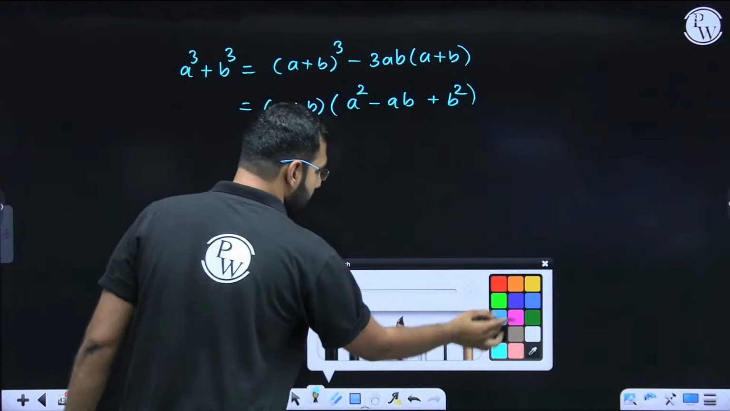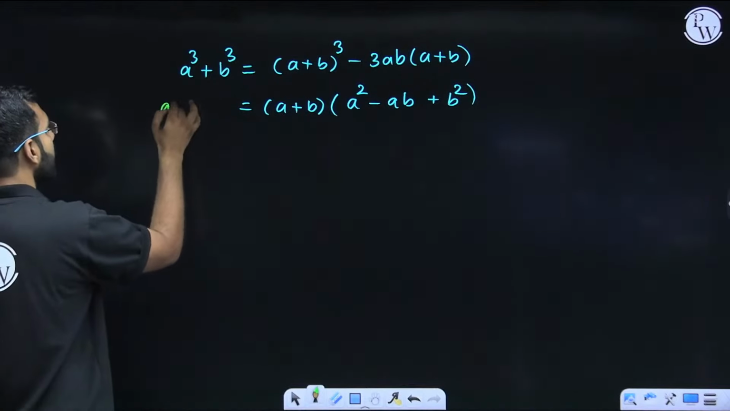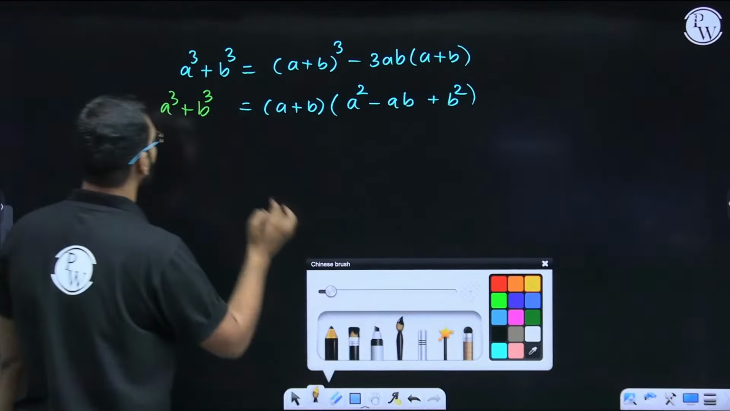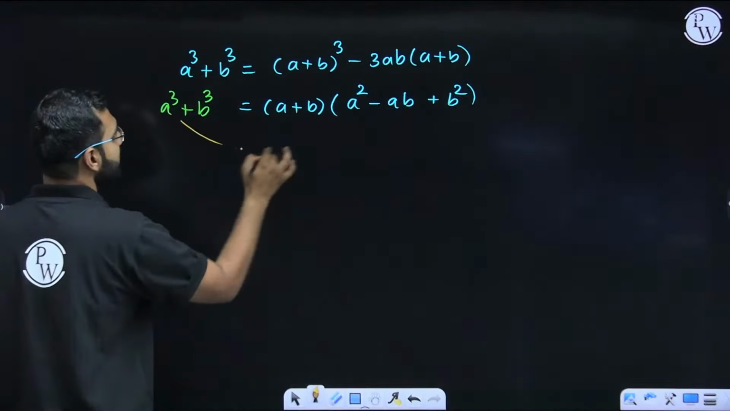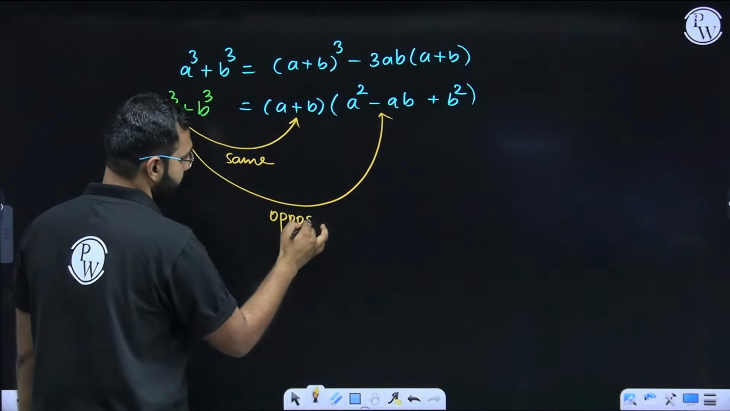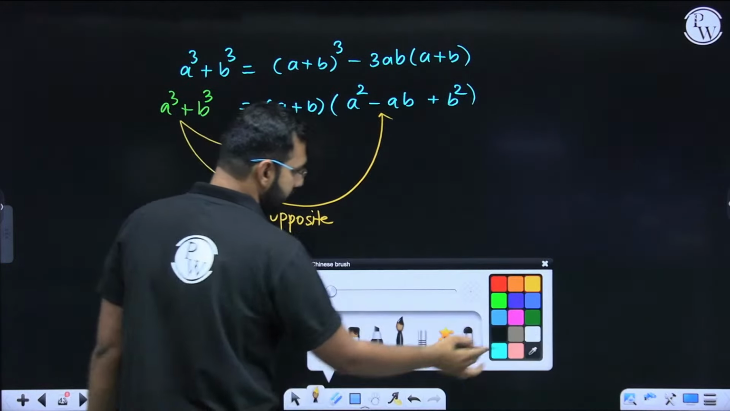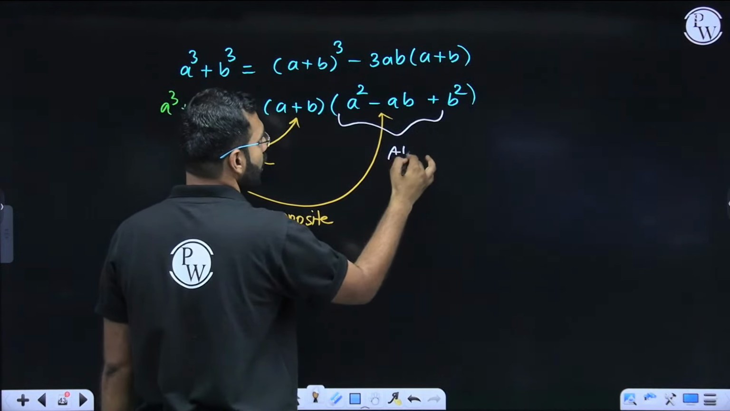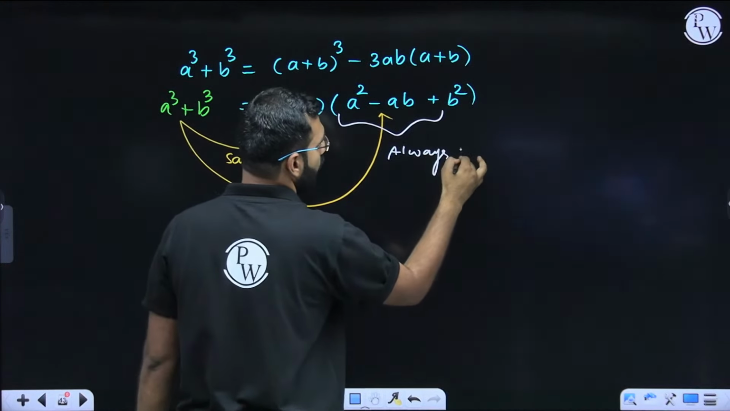Now, how I personally remember it, because we'll be using it many times: whatever sign is there, that same sign is here. Whatever sign is here, the opposite of that sign is seen here. And remember one thing, that the sign before a square and b square is always positive. What did I just say?